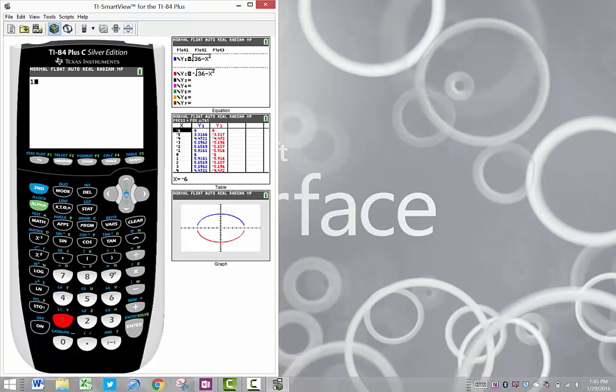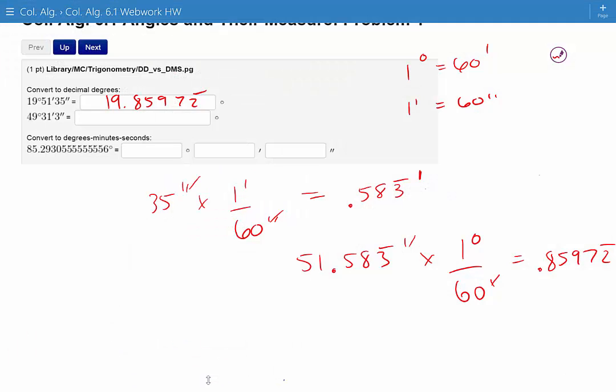Now I can also do that in the calculator. It's actually quite a bit easier in the calculator. I can do 19, go to second angle, degrees, then type in 51, go back to second angle, and hit the second option for minutes, and then do 35 seconds. The seconds is right here by the plus sign, so alpha plus gives you the seconds. And there's my 19.587 repeating, which is exactly what we got here.